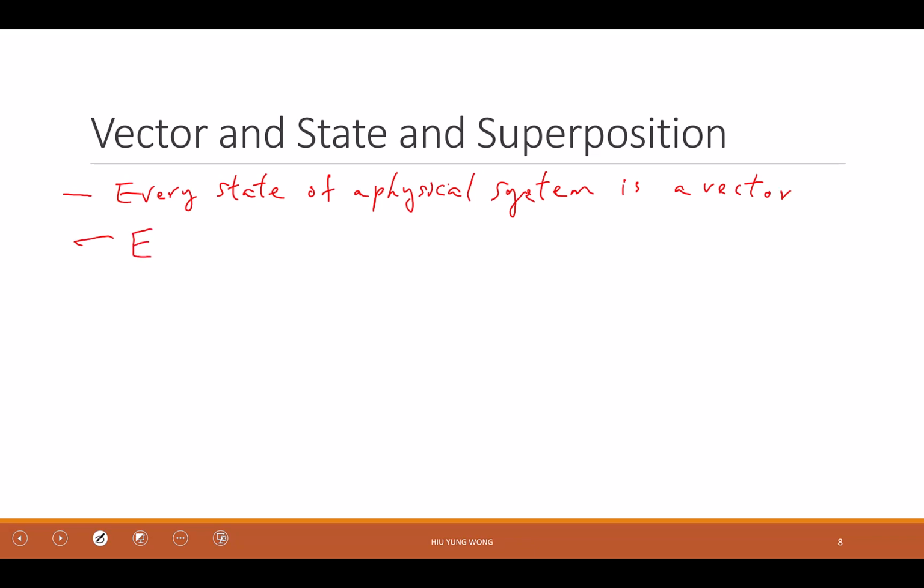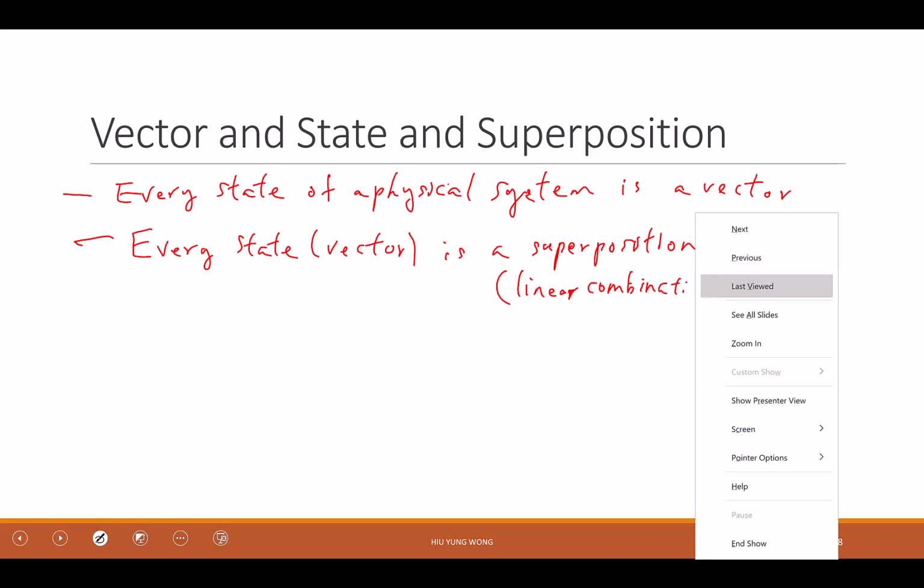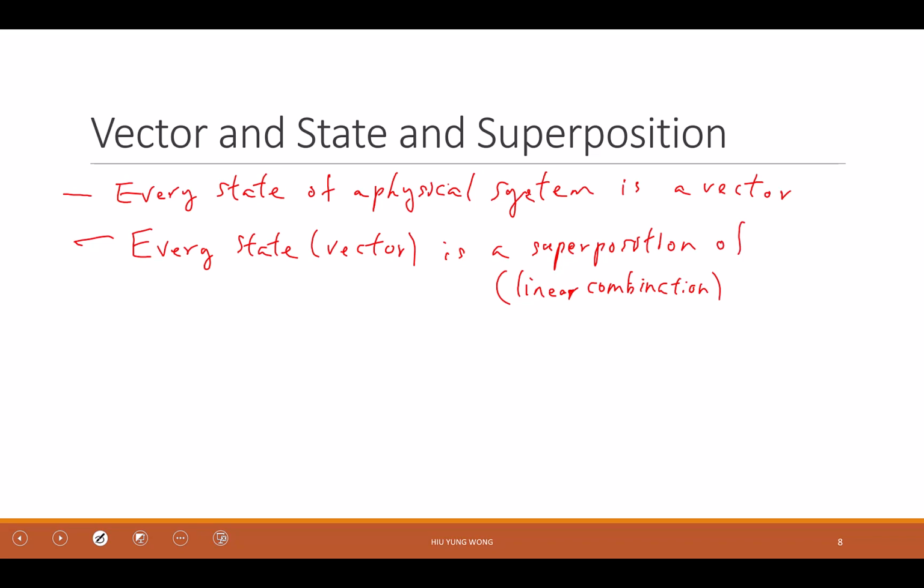And every state, and now we know that it is also a vector, is a superposition, or I call it linear combination, of the basis state or basis vector, right, with S. Is that okay? We have been emphasizing this, right? You need to accept it.